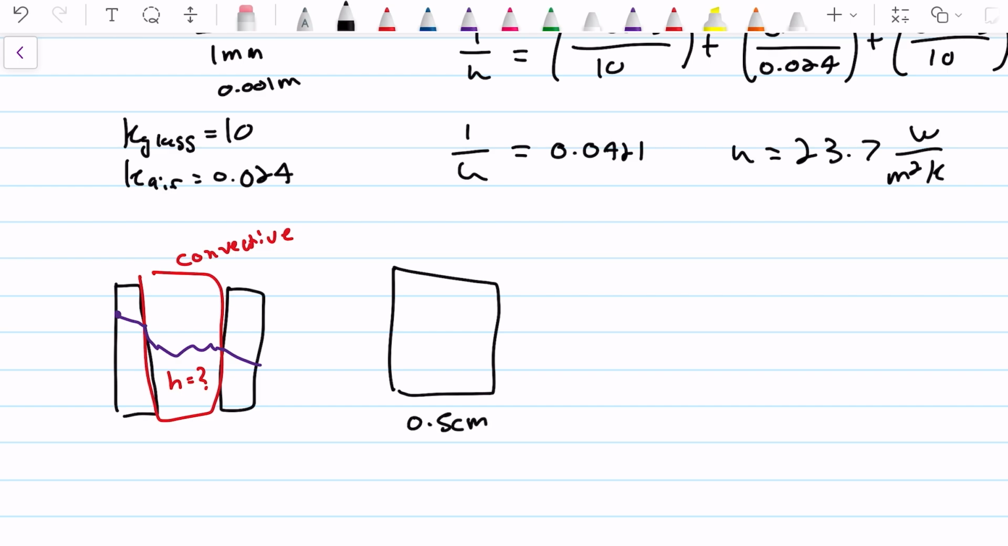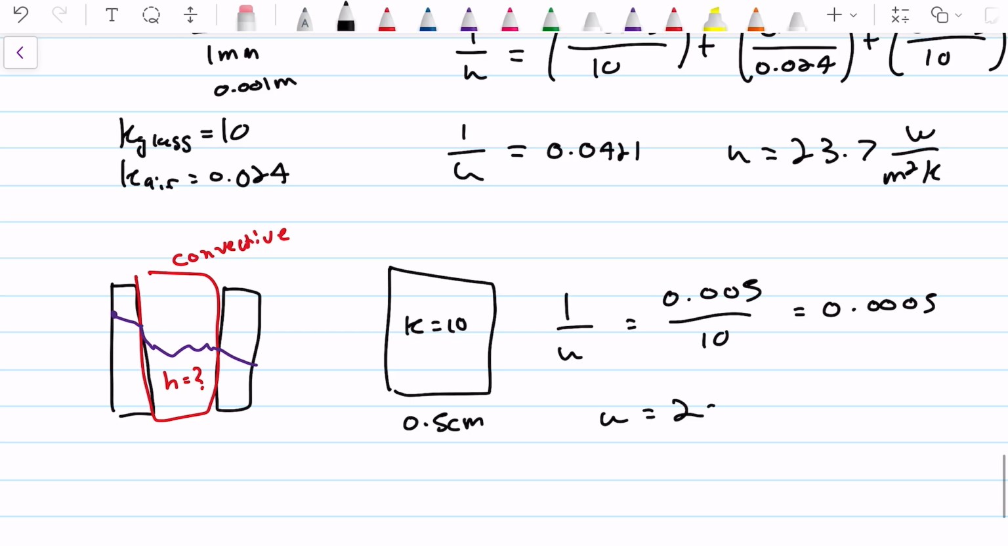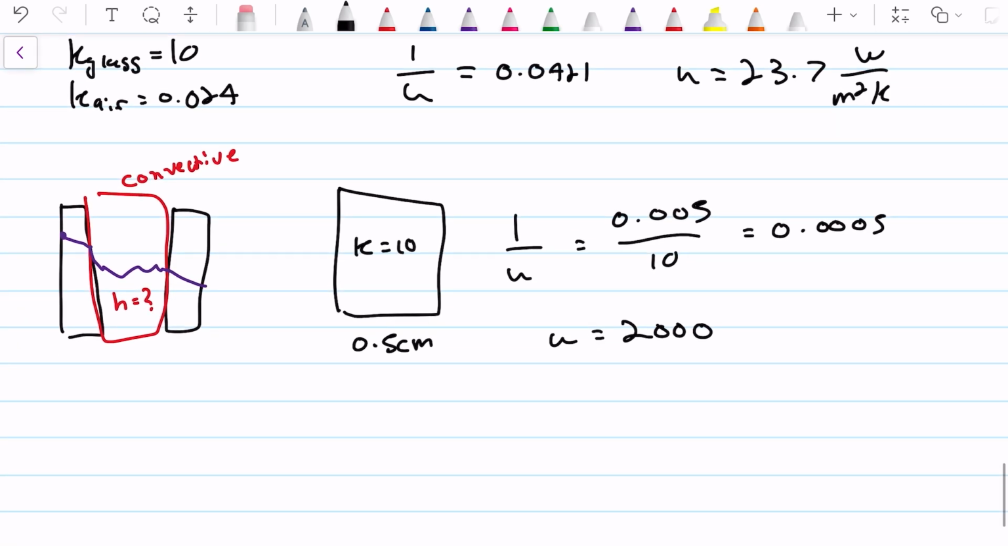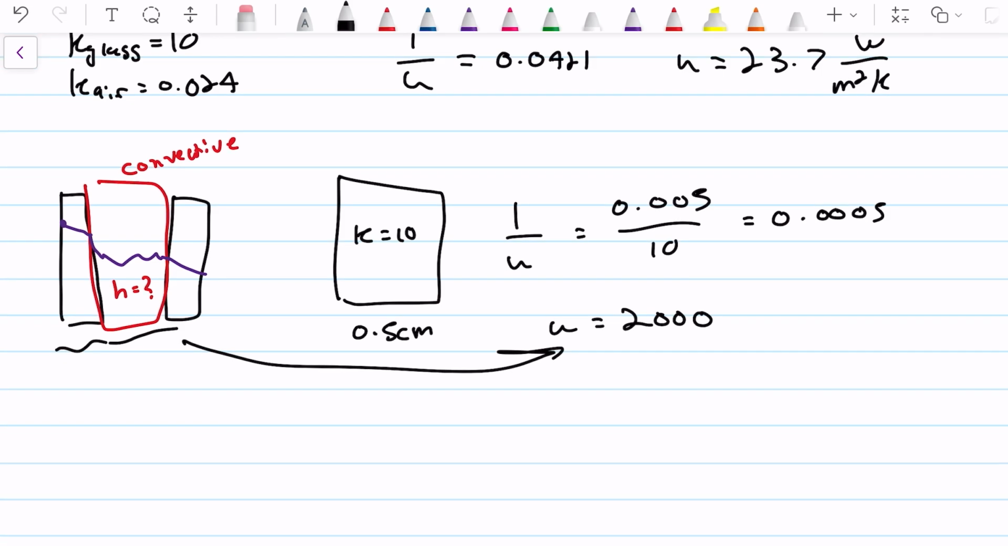So for a single pane of 0.5 centimeters, where K equals 10, the heat transfer coefficient would just be 0.005 over 10, which is just 0.0005, and then U becomes 2,000. Okay, so now we want to find the h that would make the overall heat transfer coefficient for this system within 1% of this system. So let's see what that equation would look like.